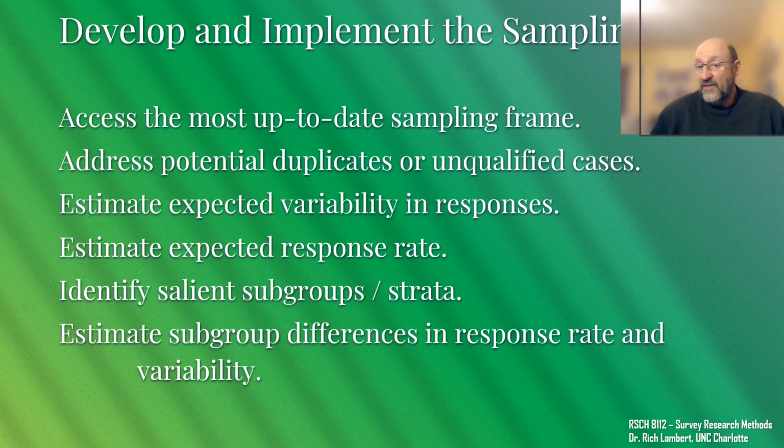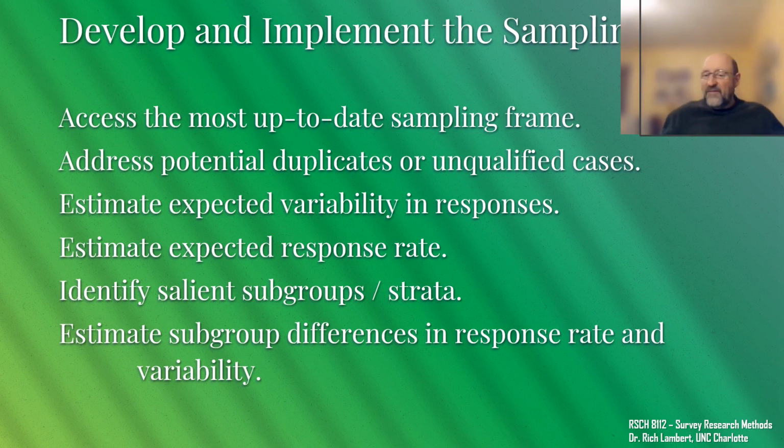Or if they have a plan for figuring out if there are any unqualified cases, people that are on the list but really don't belong to the population. You also need to think about the information you need in order to calculate sample size calculations or statistical power calculations, because they inform how many respondents you need to end up with at the end of the study. So what are some of the things you need to do that? And we're going to get into the specifics of these calculations later in the semester.